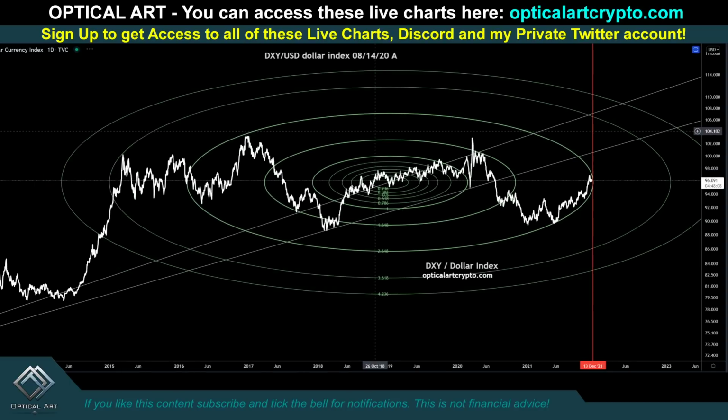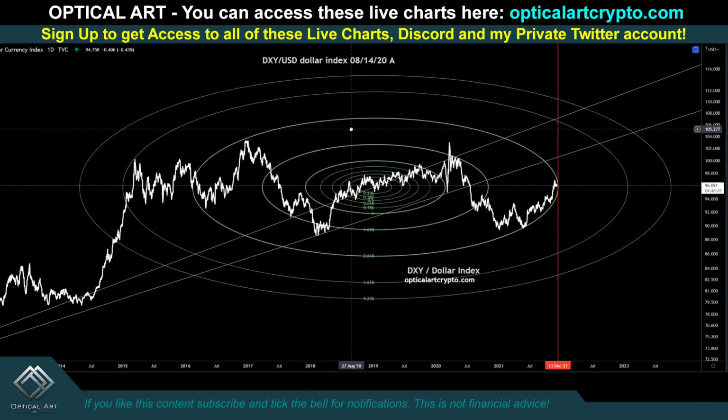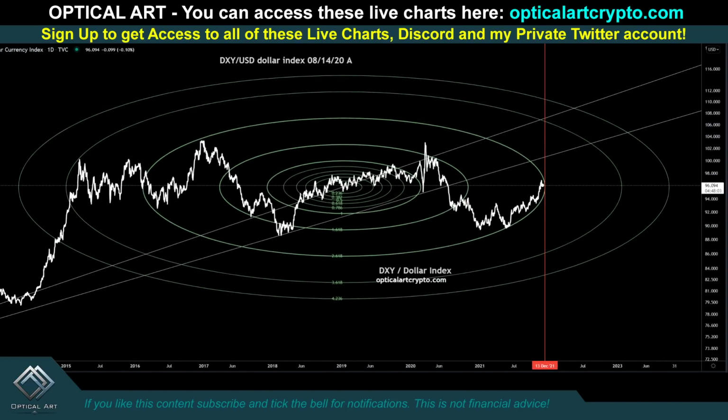So the DXY, I covered this in this last video. You notice how well price is respecting this fib circle. It came up, was resistance, support. I need to change the color of my brush. Hold on, sorry about that. Let's make this yellow so you can see it. All right.